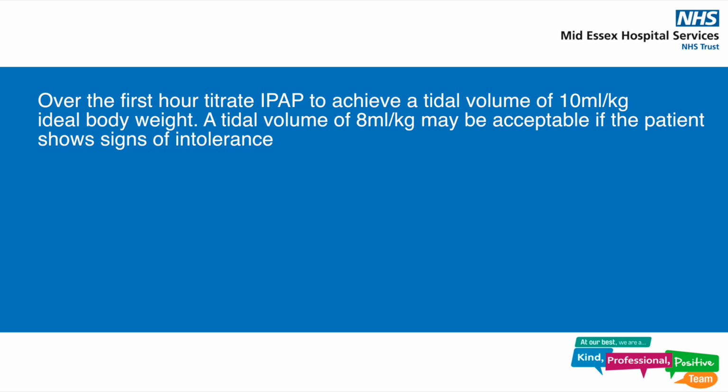Over the first hour, titrate IPAP to achieve a tidal volume of 10 ml per kilogram ideal body weight. A tidal volume of 8 ml per kilogram may be acceptable if the patient shows signs of intolerance. The highest advisable IPAP is 30 centimetres of water.